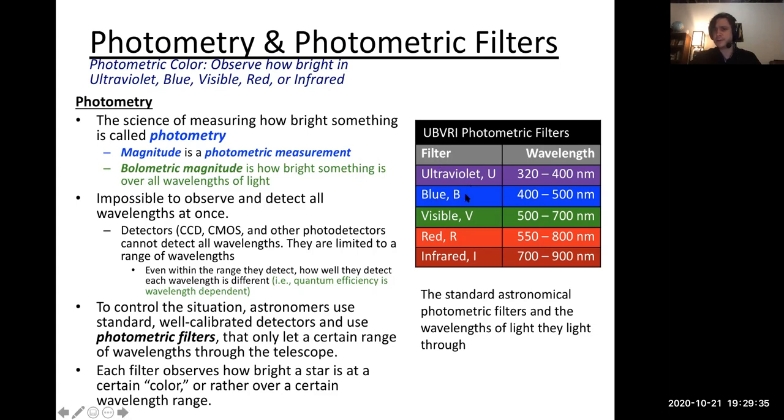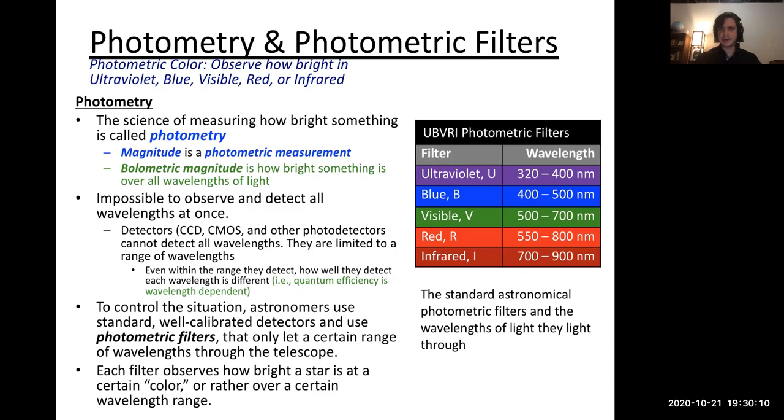But then we have our blue filter, which is 400 to 500, our visible or V filter, as we call it, our red filter, our R filter, which goes all the way to the edge of what the human eye can see at about 750 to 800 nanometers. And then our infrared filter, which is just redder than red light, makes it through. So these are the wavelengths that pass through the filter. All other wavelengths are filtered out. They're blocked. Why do we do this? Well, one, there's no detector out there where we can observe all wavelengths at once.